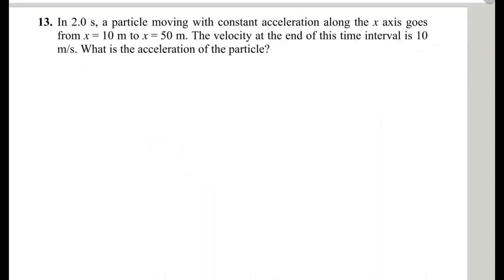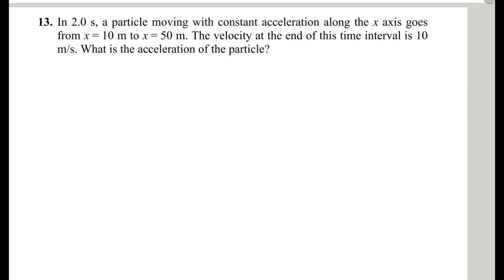In 2 seconds, a particle moving with constant acceleration along the x-axis goes from x equal to 10 to x equal to 50. The velocity at the end of this time interval is 10 meters per second. What is the acceleration of the particle?